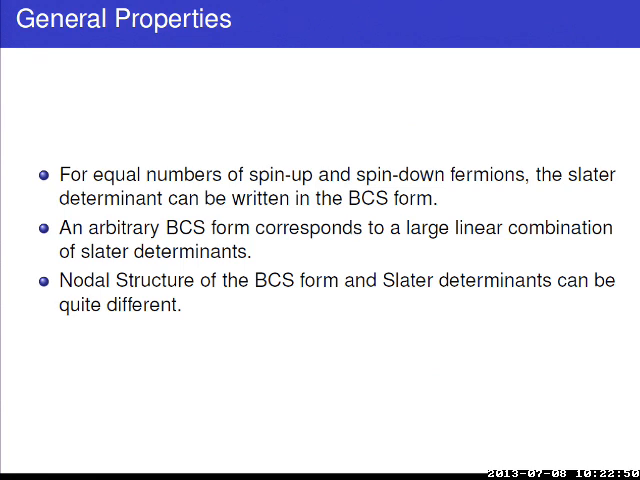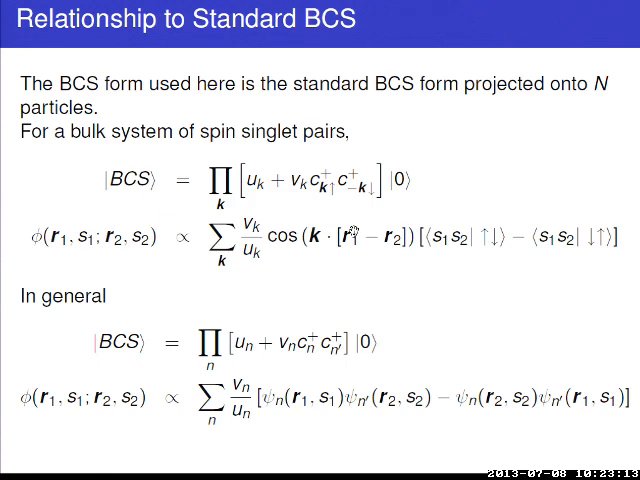So for equal numbers of spin up and down fermions, the Slater determinant can be written in the BCS form, because you can always pair them up if you like. An arbitrary BCS form corresponds to a large linear combination of Slater determinants, and the nodal structure of the BCS form Slater determinants can be quite different, as you would expect. Okay, so those forms that I wrote are equivalent to the standard BCS form projected onto n particles.